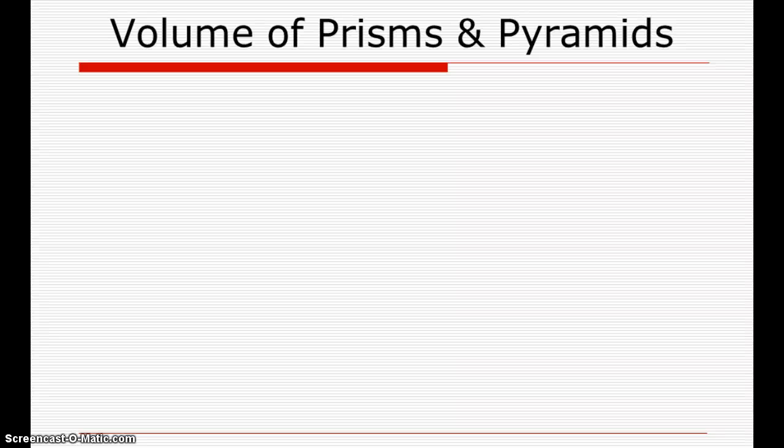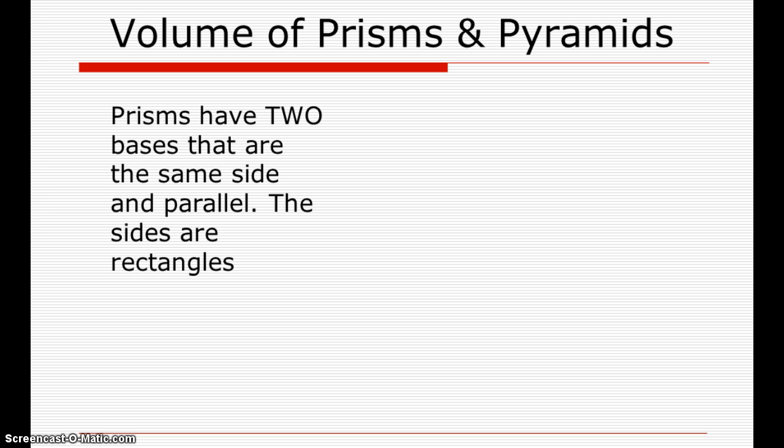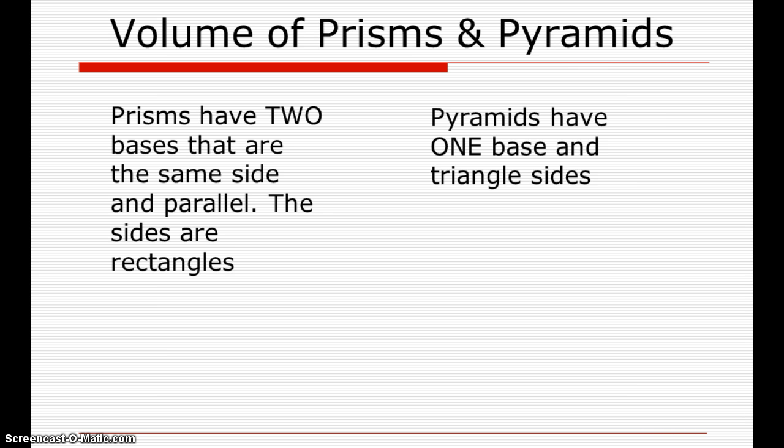All right, today we're going to talk about the volume of prisms and pyramids. And recall that a prism has two parallel bases, and the sides are all rectangles. And a pyramid, a little different, only has one base and has triangle sides.